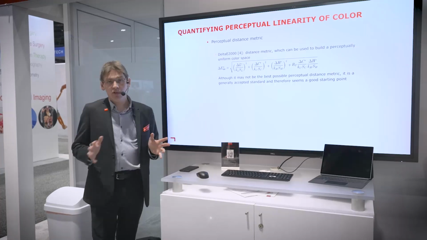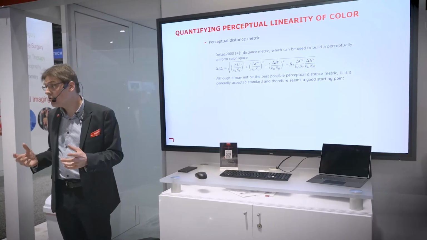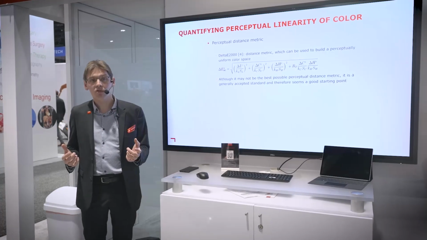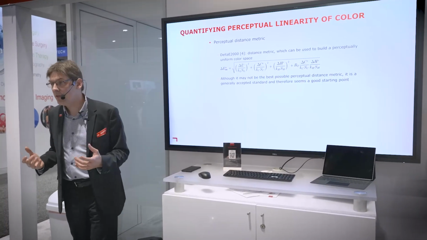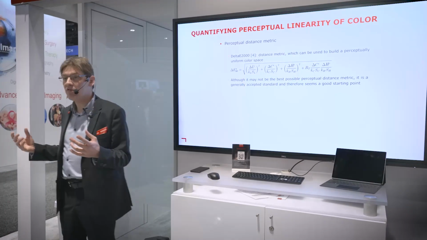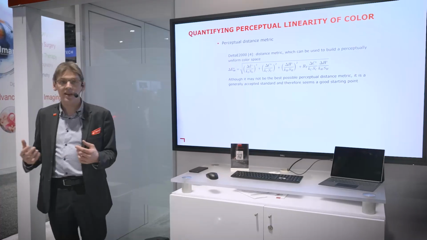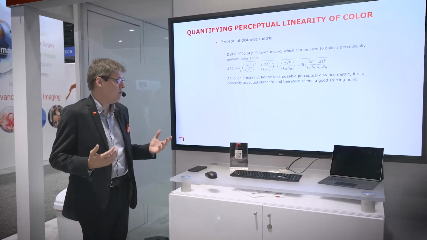A little bit more details for the people that are interested. As a perceptual linear metric for color, we use delta E2000. It's a state-of-the-art metric. It's maybe not the best one. There exist many different color methods, but it's the standard. It's something which is widely accepted and which actually works quite well.